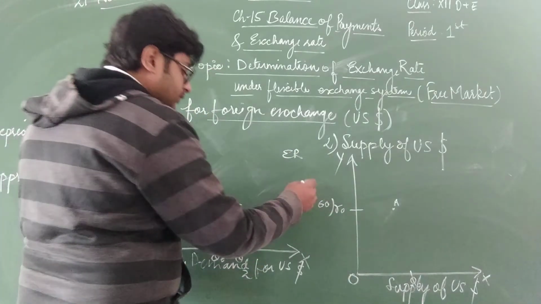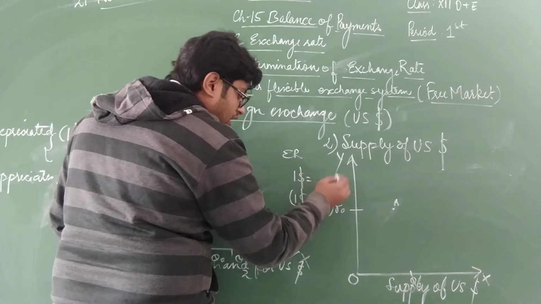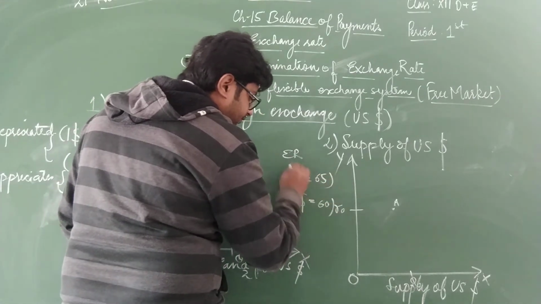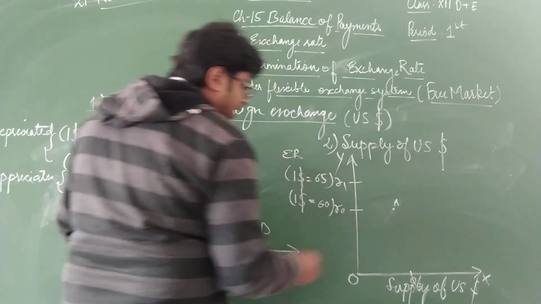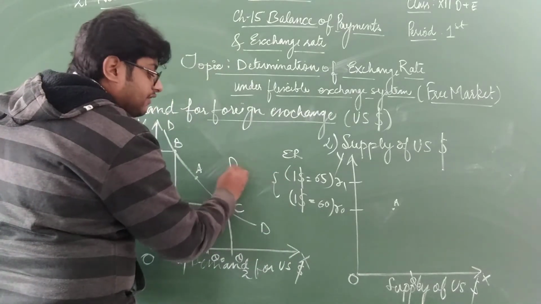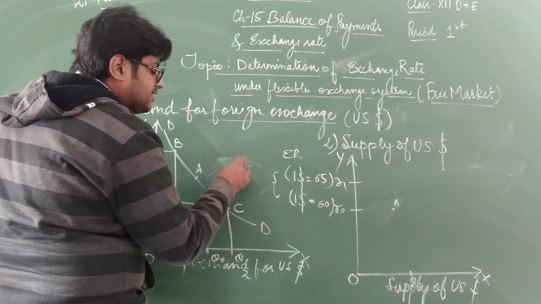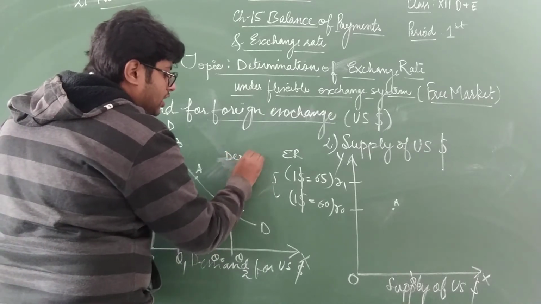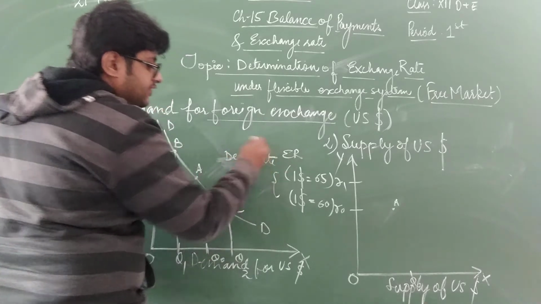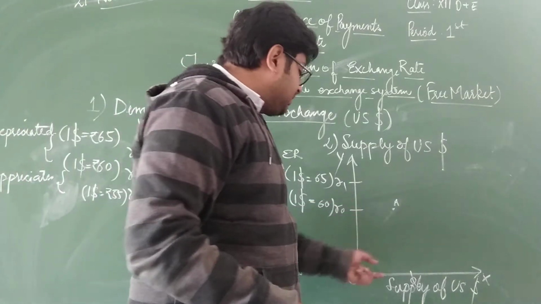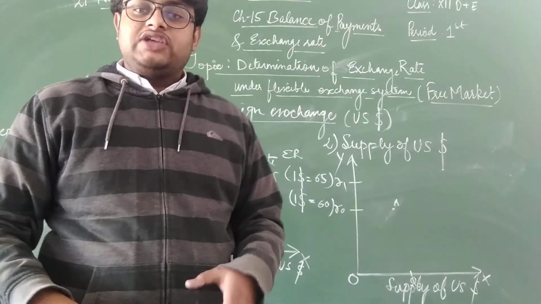if the dollar becomes expensive. That means at R1, when the rupee depreciates, we have to pay more rupees now for getting the same $1 good. What will happen? What will be the effect on the supply of US dollars?